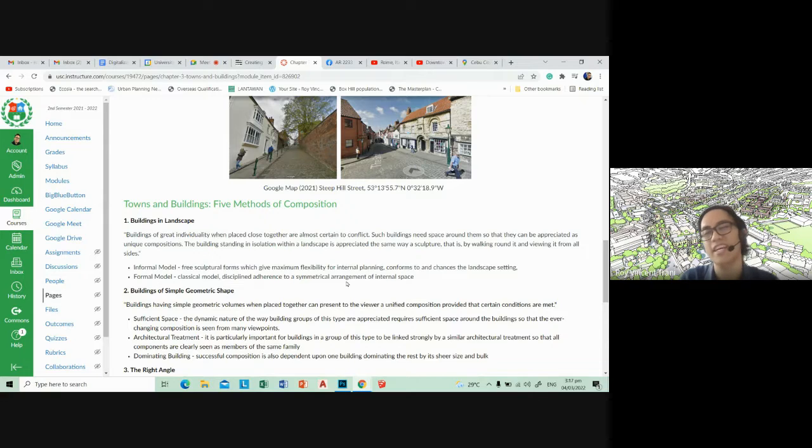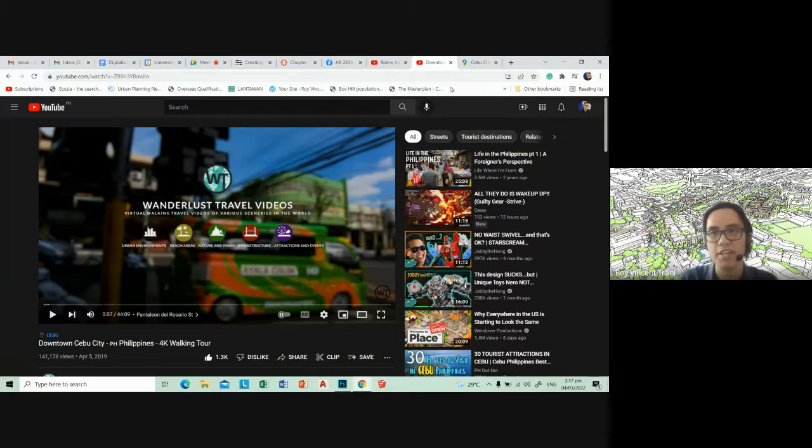So in the simplest terms, the informal model means the more Frank Gehry-esque buildings, and the formal model means the more classical, like Roman-inspired buildings. So let's take a look at that. I'll save these for later.